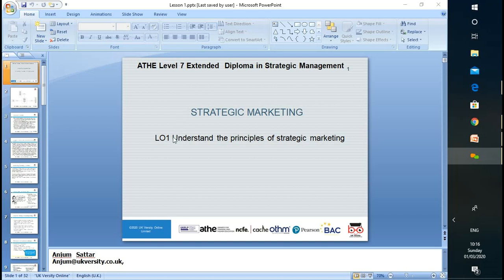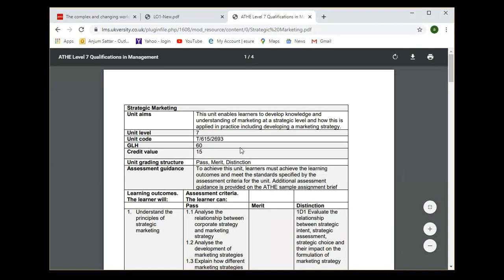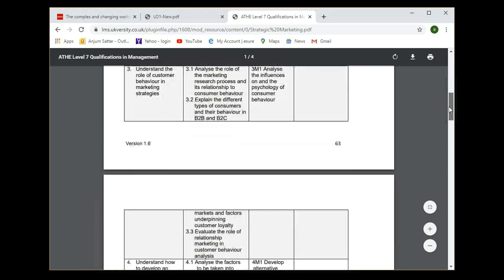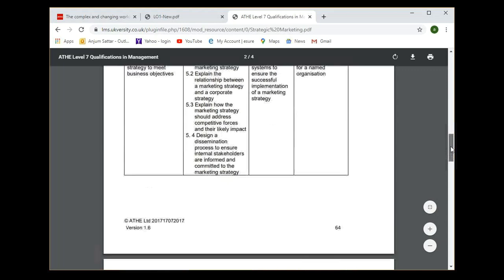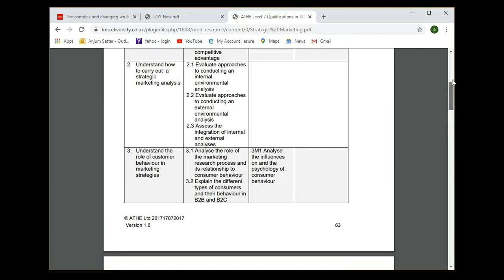Today's lesson will go through LO1, which is our learning outcome one, understand the principles of strategic marketing. Before starting our lesson, we'll go through what we're supposed to learn under this unit, this module. It's 15 credits and 60 guided learning hours. In this unit we have five LOs, five learning outcomes, and today's lesson will go through our first LO.